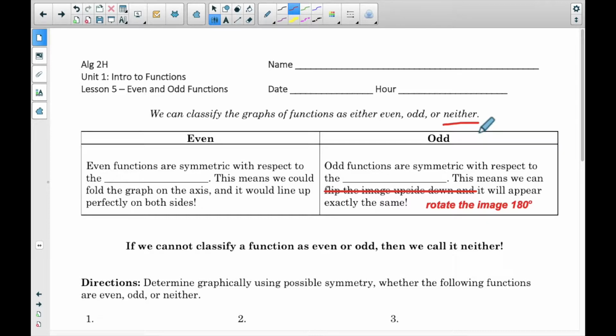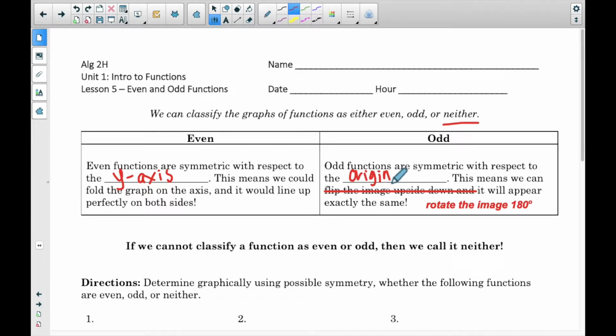So when we talk about even and odd functions, even functions are symmetric with respect to the y-axis. This means that we could fold the graph on the y-axis and it would line up perfectly on both sides. That's an even function. An odd function is symmetric with respect to the origin.